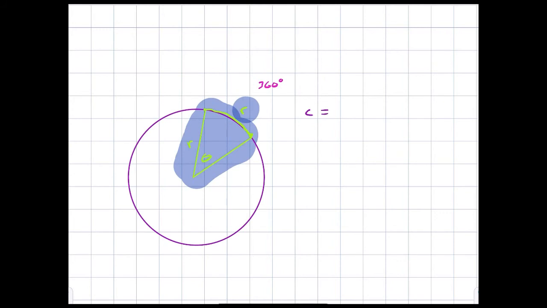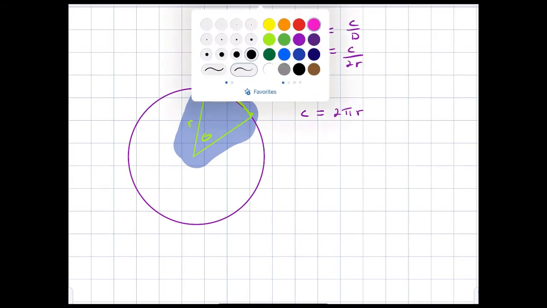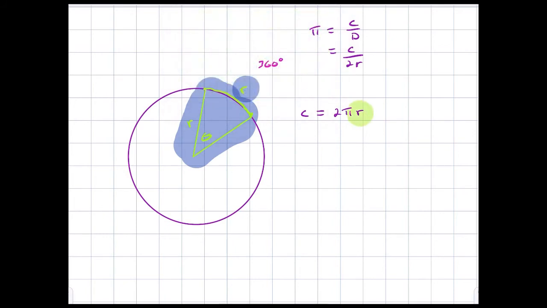Well, the circumference of the circle, hopefully everyone knows, is 2 times pi times the radius. This is actually the definition of pi. What is pi? Pi is the circumference divided by the diameter, which is the circumference divided by 2 times the radius. That's where it comes from. And pi is a really cool, really interesting number. Take a look at the videos on that if you're curious. But the point is that we know exactly in terms of the radius what the circumference is.